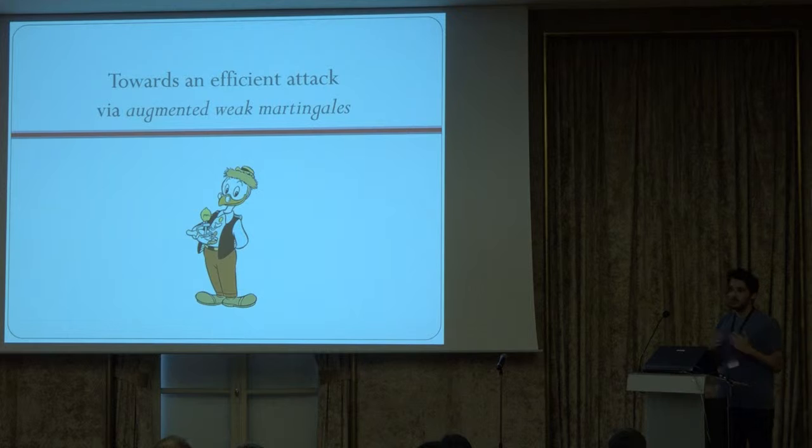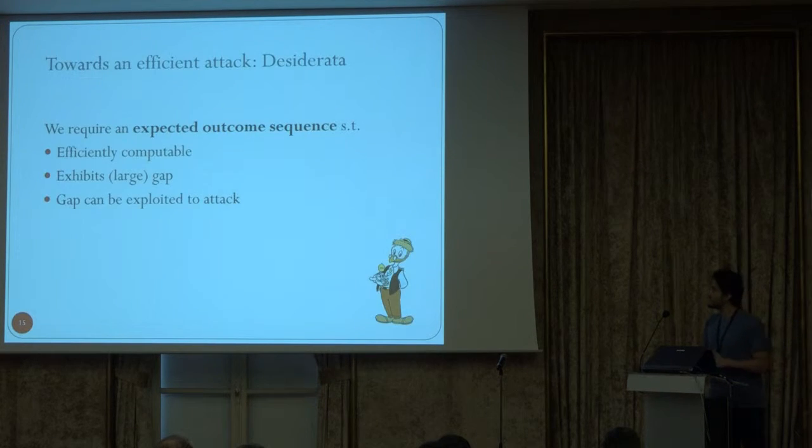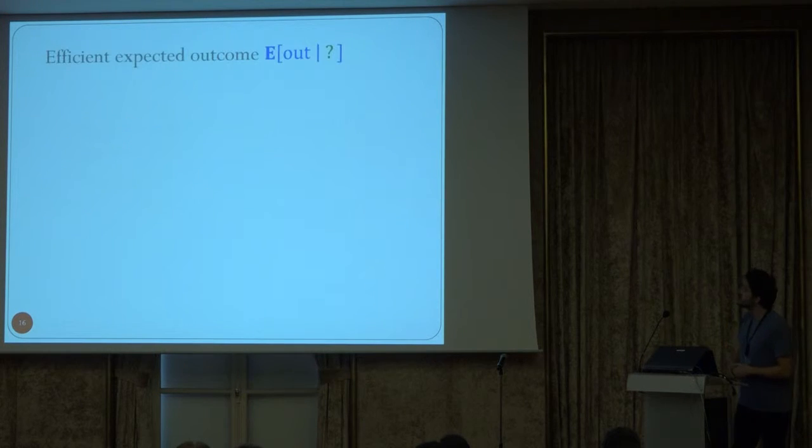Our strategy is to play with this expected outcome. We want to get an expected outcome sequence that is efficiently computable, contrary to what was going on in the previous attack, that exhibits large gaps, and the gap can be exploited to attack. So the way we do this is we're going to tinker with the conditioning in the expectation.